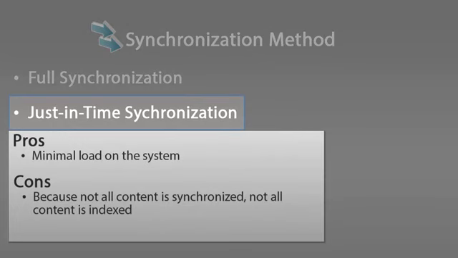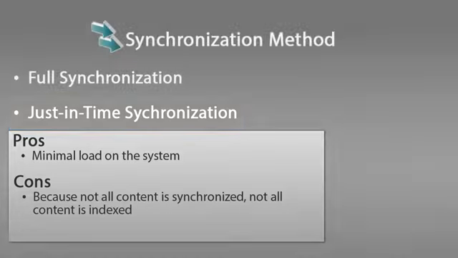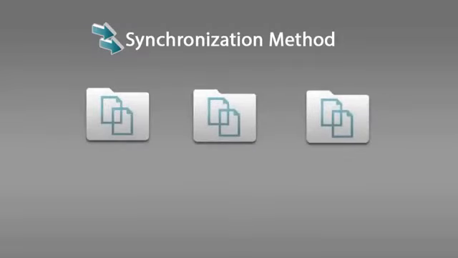Just-in-time synchronization synchronizes individual files and folders at the time users access them. Only files and folders that are accessed are synchronized. This reduces the load on the system. However, with this approach it is unlikely that all content will be synchronized, and only the synchronized content will be indexed.